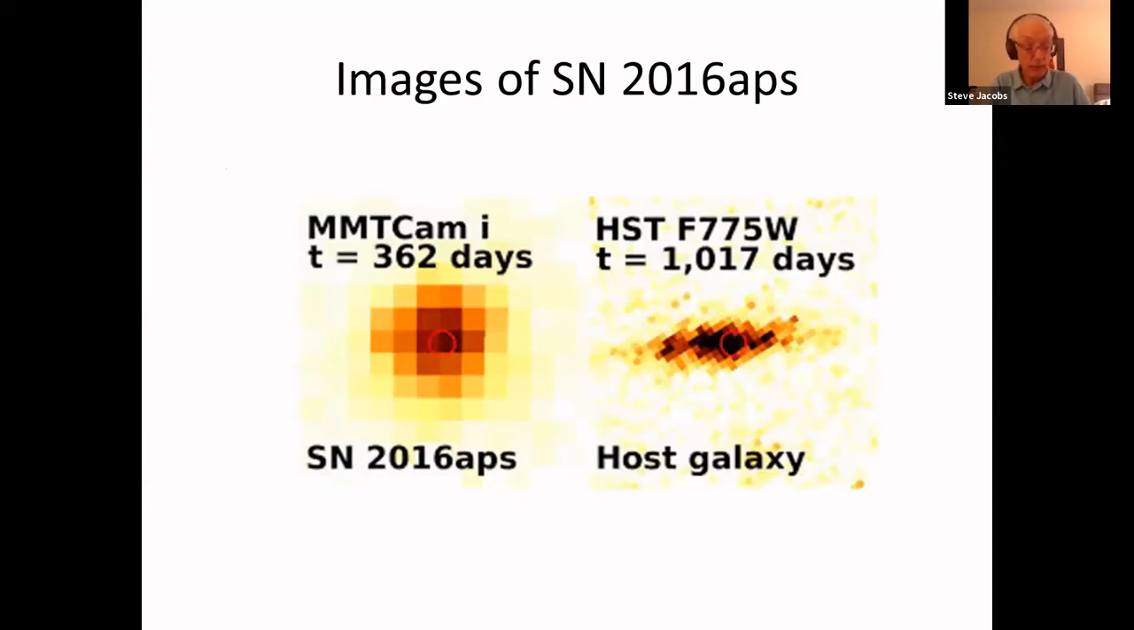One of these, SN 2016 APS, is the brightest supernova yet recorded. It may be a pulsation pair instability supernova. And the two images that you see here, the one on the left, after 362 days, is fairly bright. And the one on the right, after almost 3 years, you can finally start to see the host galaxies. These images were manipulated so that they are approximately the same brightness, although they were taken from different optical instruments.